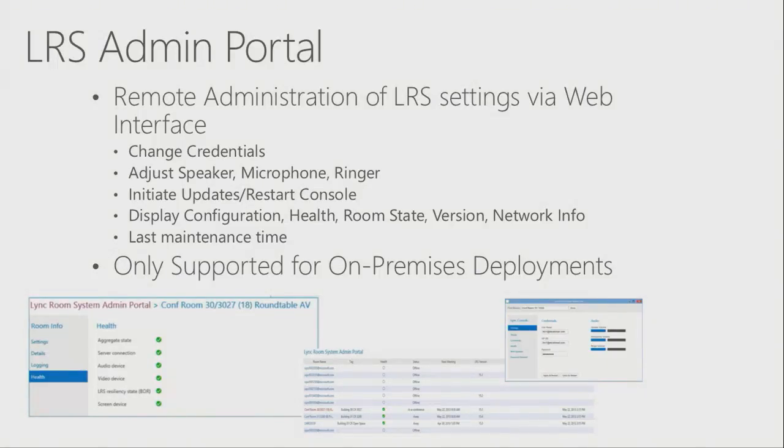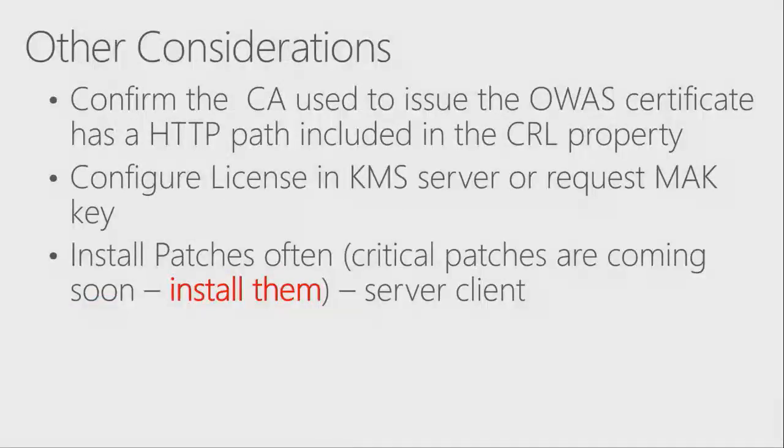So other considerations here. Confirm the CA that you use to issue your OWASP certificate has the HTTP path included in the CRL, right? If it doesn't, you're going to have problems. It's that simple. You have to do it. You have to configure a license for this thing, either KMS or a MAK, right?